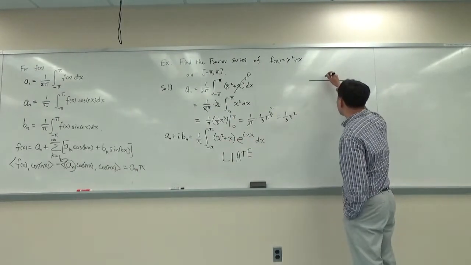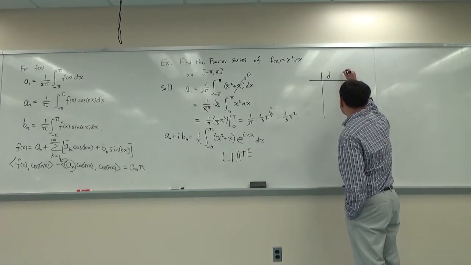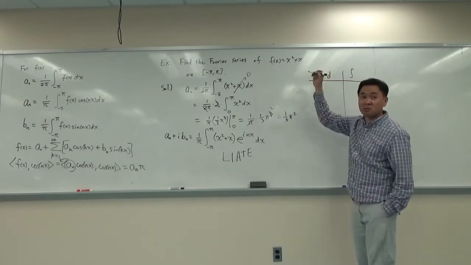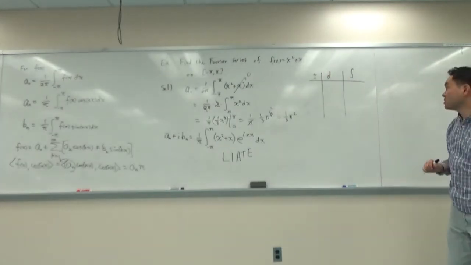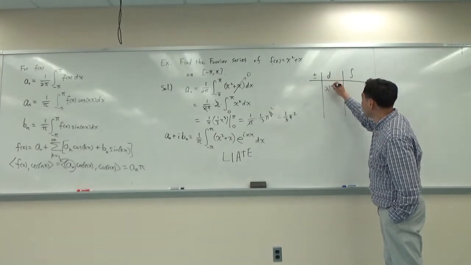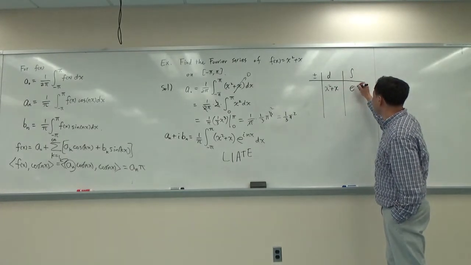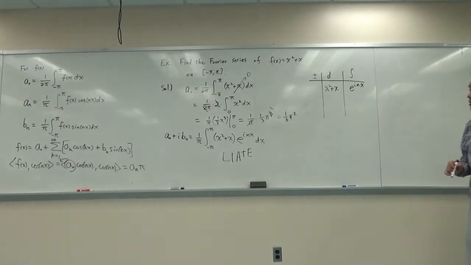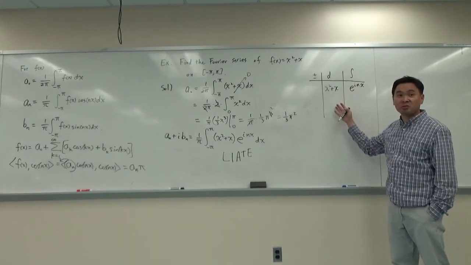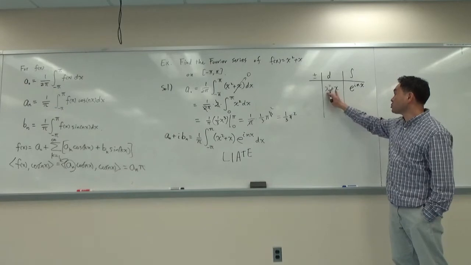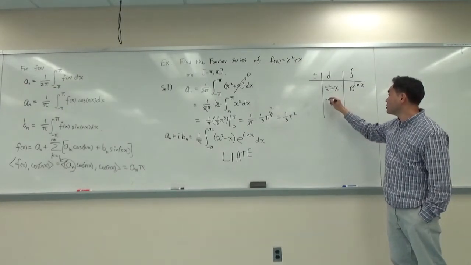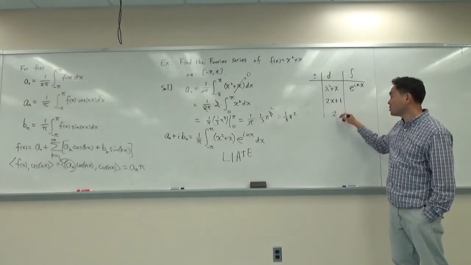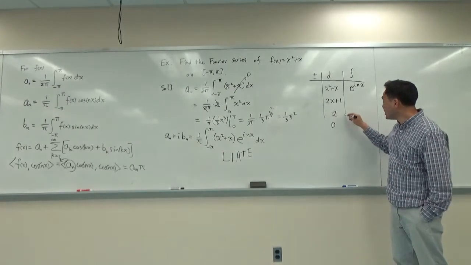So what you do is you put derivative here, integral here, and there should be some alternation of signs, so signs must alternate. And you put x squared plus x and e to the inx, just like that. And for the differentiation column, just keep differentiating. So x squared plus x, when you differentiate, you get 2x plus 1. If you differentiate this, you get 2. When you differentiate this, you get 0. If you hit 0, then you stop.